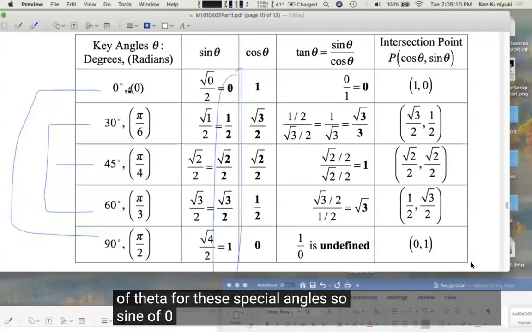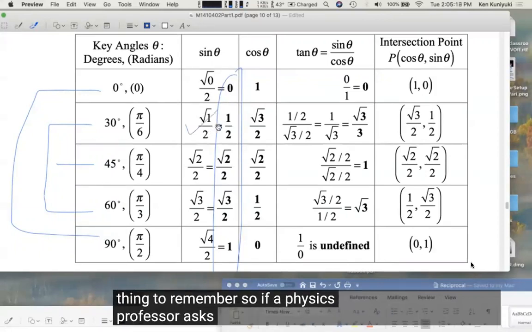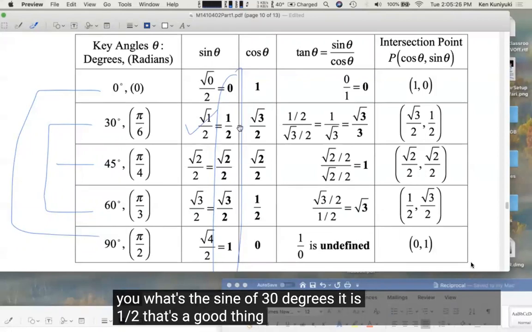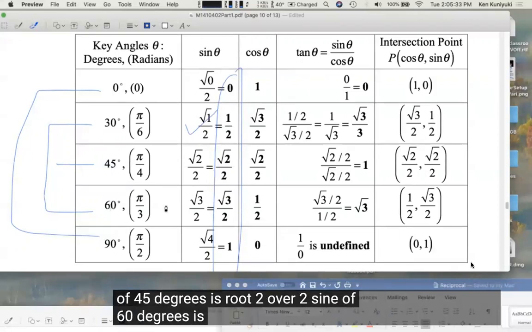So sine of 0 degrees is 0. Sine of 30 degrees is 1/2. And that's a really good thing to remember. So if a physics professor asks you, and I've heard this done before, what's the sine of 30 degrees? It is 1/2. That's a good thing to remember. Sine of 45 degrees is root 2 over 2. Sine of 60 degrees is root 3 over 2. Sine of 90 degrees is 1.